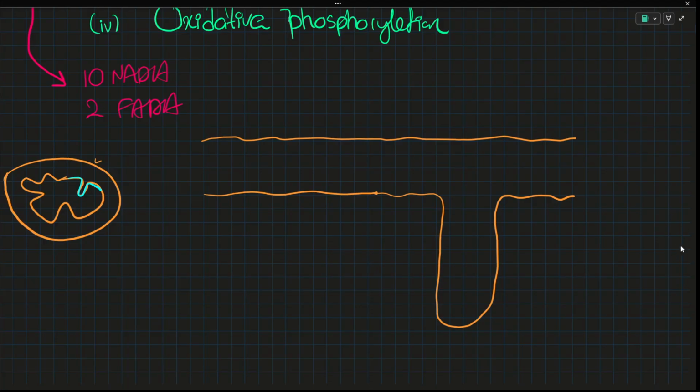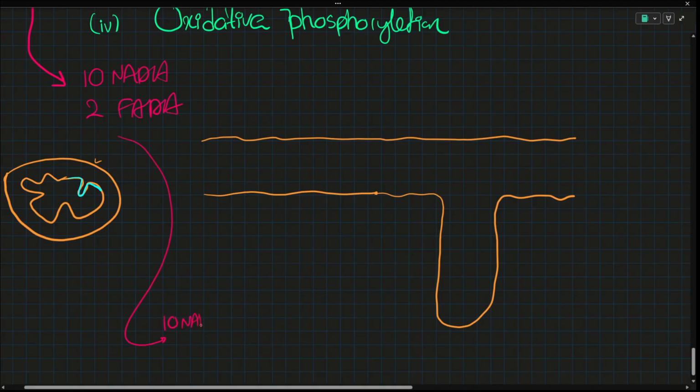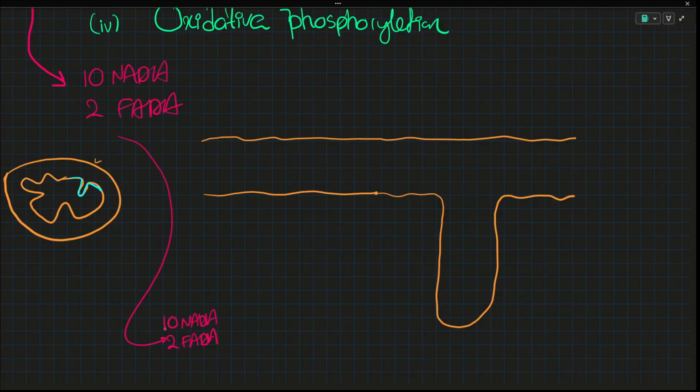Now, another reminder. We are bringing 10 NADH and 2 FADH per glucose molecule onto here. Now, what exactly is happening? Inside these mitochondria, we have these inner membranes lined with these things.